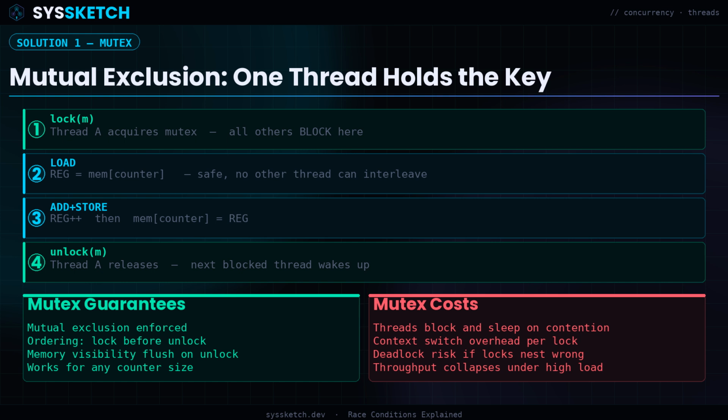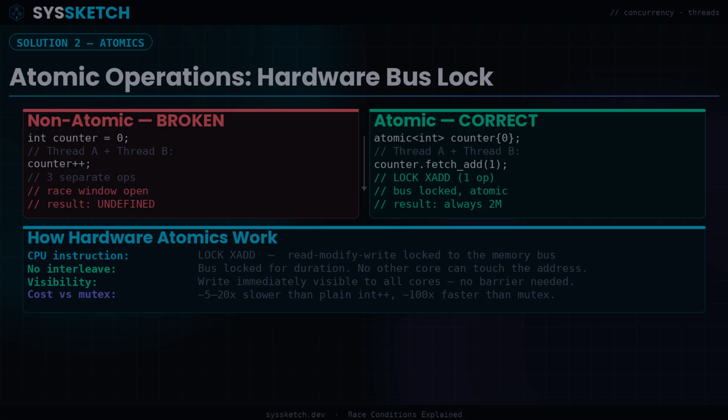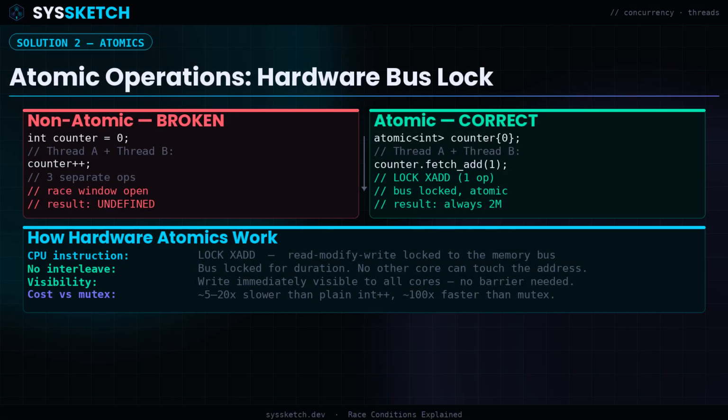For a simple counter you do not need a mutex at all, you need an atomic operation. In C++ that is atomic int. In Go it is sync/atomic. In Java it is AtomicInteger. Under the hood, the CPU emits a lock prefix on the XADD instruction. This locks the memory bus for the duration of the entire read-modify-write. No other core can touch that memory location between the load and the store. There is no interleave possible. The operation is indivisible by definition.